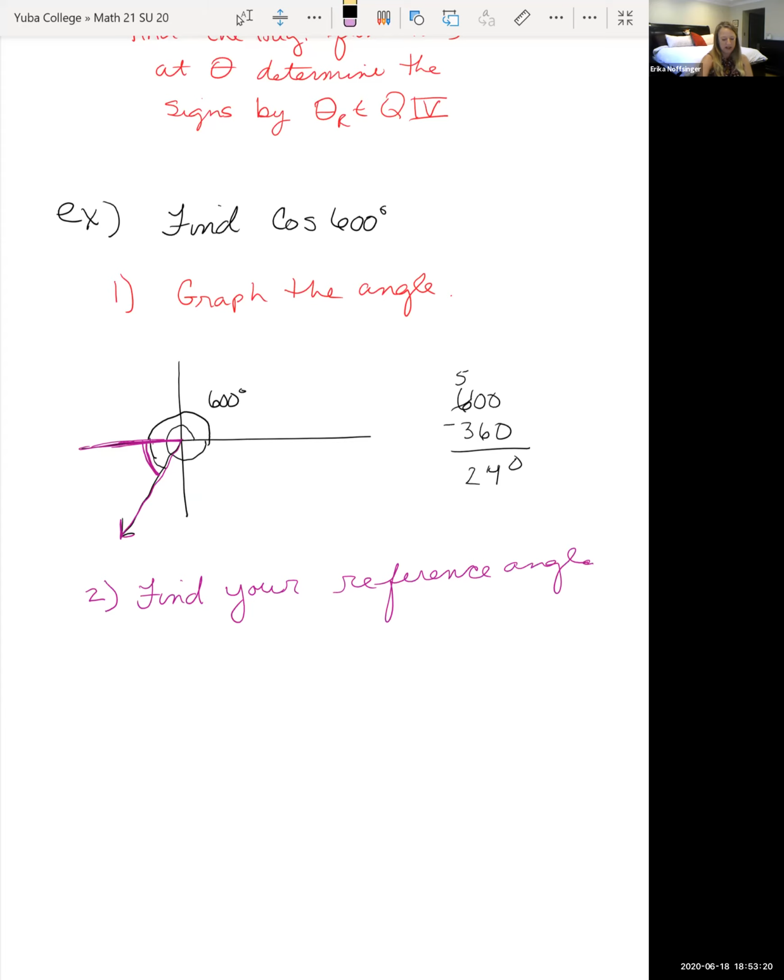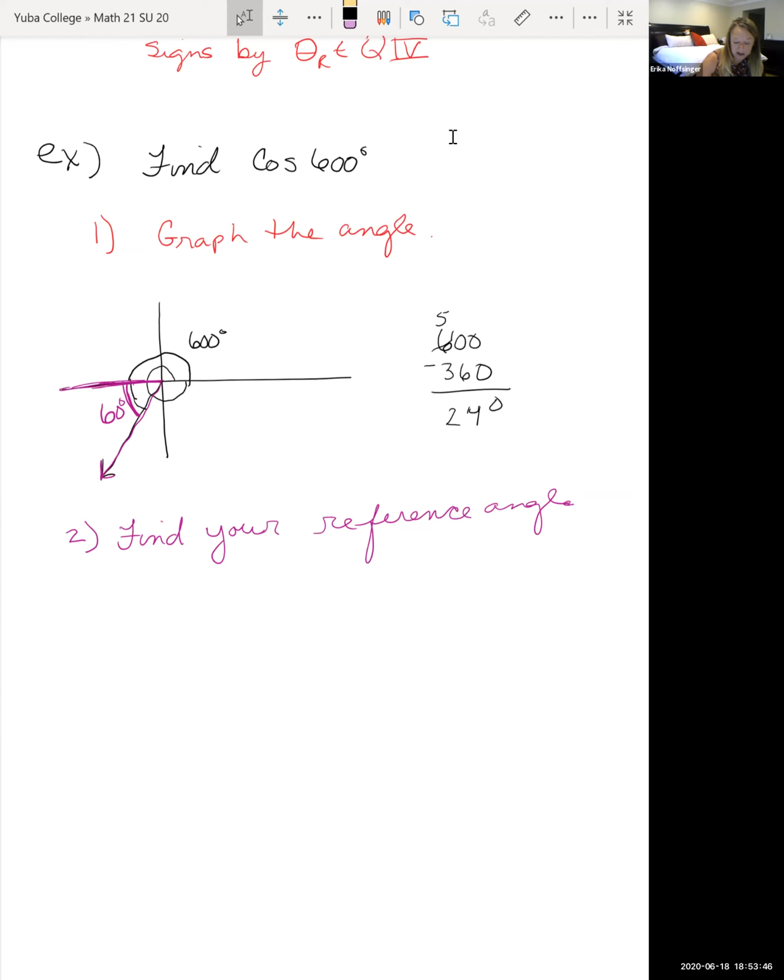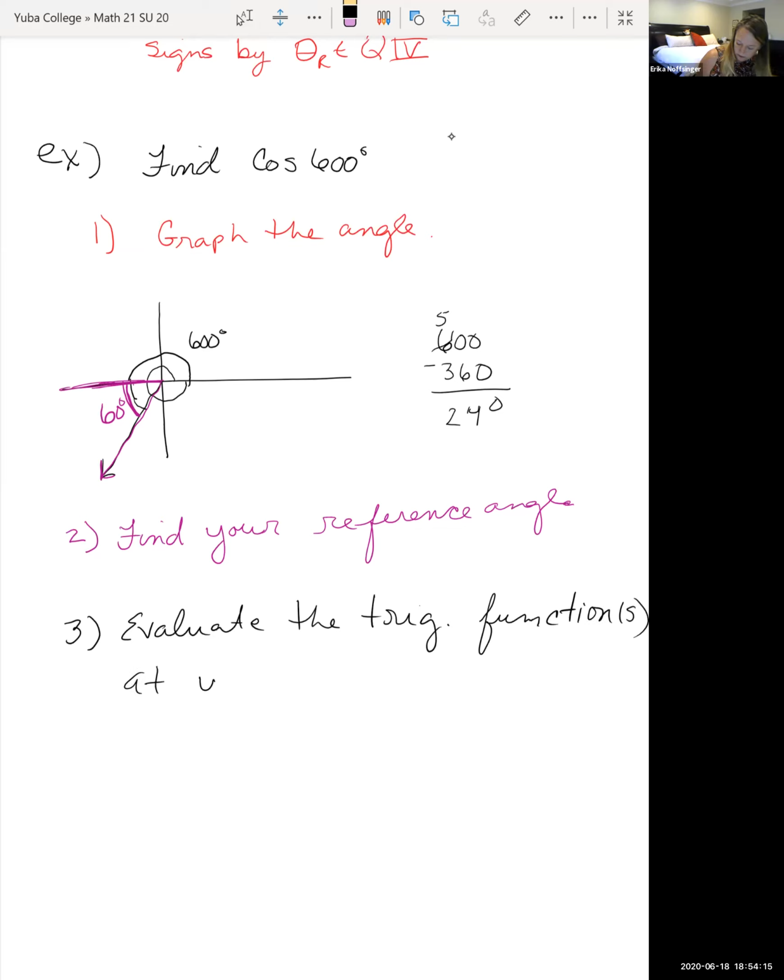Mm-hmm. Okay. So does anyone know what this angle in here is? 60 degrees? Yeah, so this is 60 degrees right in here. Okay, so we have a triangle, 60 degrees. Then we want to evaluate your trigonometric function at your reference angle. So we are trying to figure out what is cosine of 60 degrees.